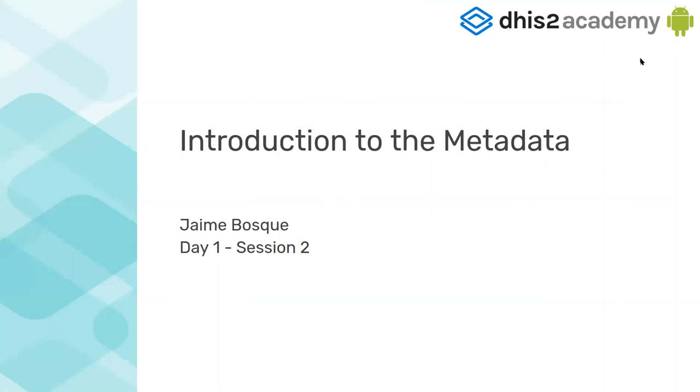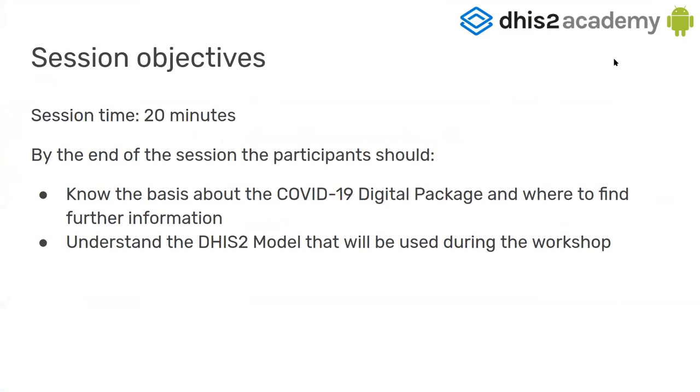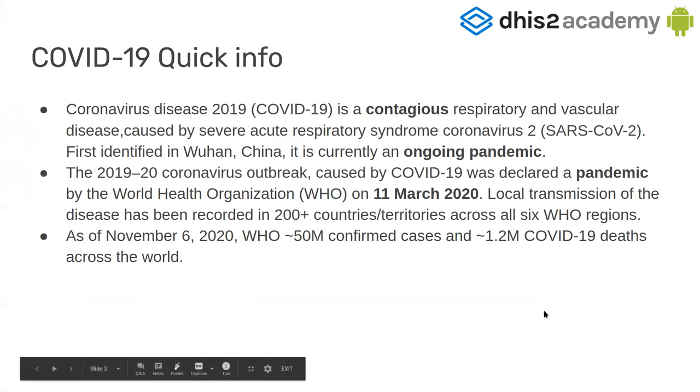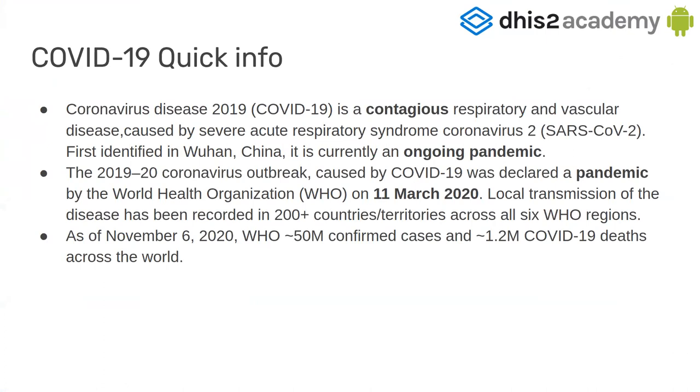So I will just share a little bit, an introduction to the metadata that's also going to be your reference metadata for this workshop this week. So in case you haven't noticed, there's a pandemic going on. So COVID was first identified in Wuhan, China. And since then, we've seen local transmission reported in more than 200 countries and territories across all six WHO regions.